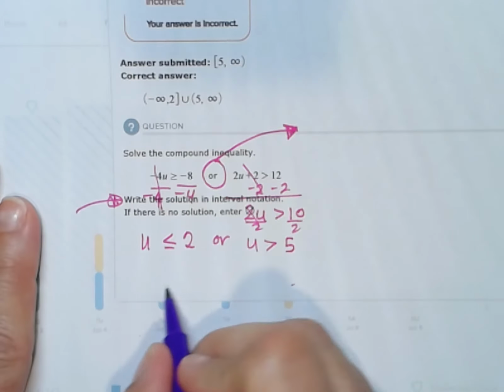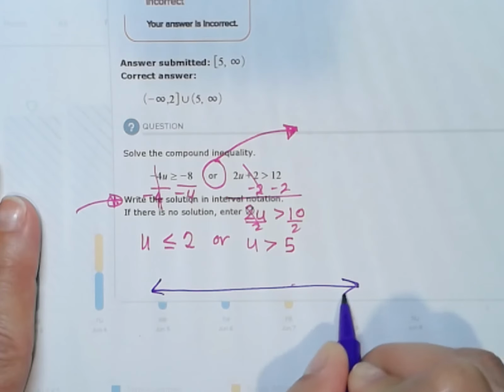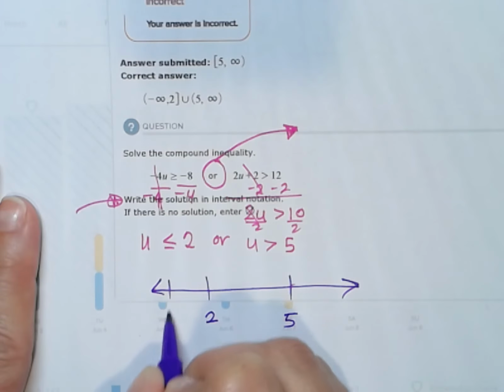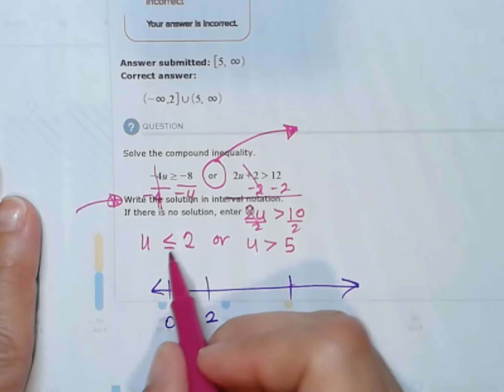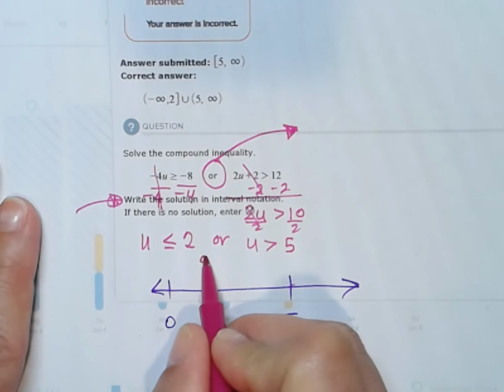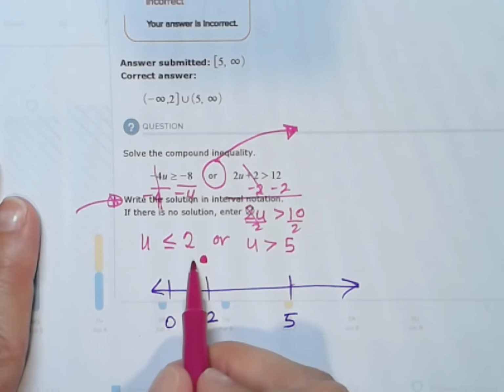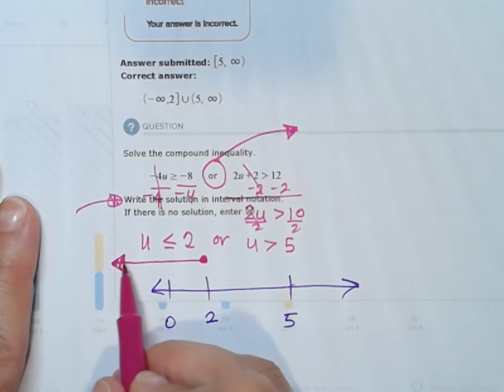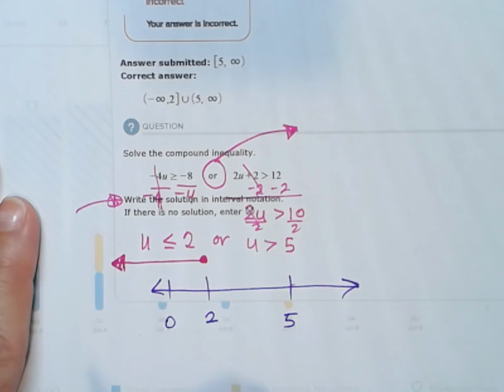So let's draw our number line. And let's shade. I know 2 and 5 would be over here. Remember, 0 is over here somewhere. Okay, so let's do some shading. I have u is less than or equal to 2. That means a solid circle on 2, and less than goes this way. So there is a picture of u is less than or equal to 2.